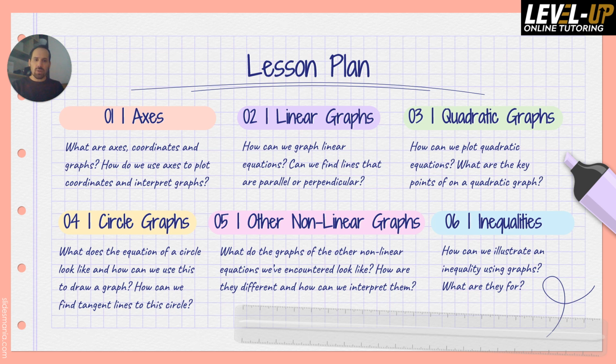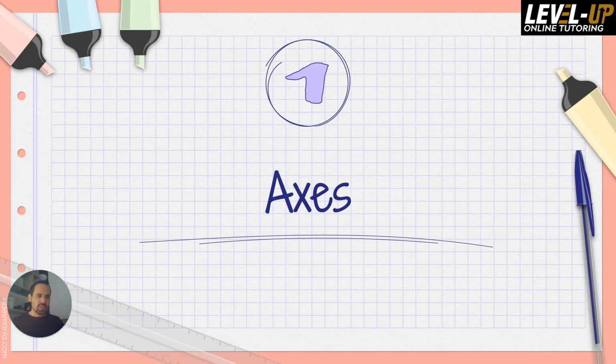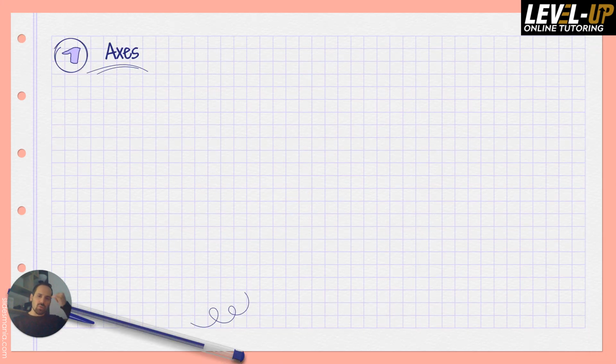And then we're going to look at inequalities. So how do we express an inequality graphically? And how do they differ? How can we use what we already know about regular graphs to then show inequalities? So lots of things to get through today. Let's look at axes first. So looking at the very beginning, axes.